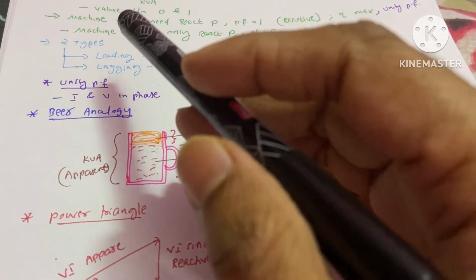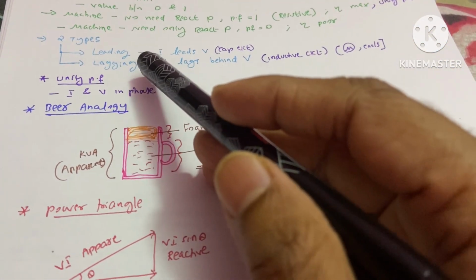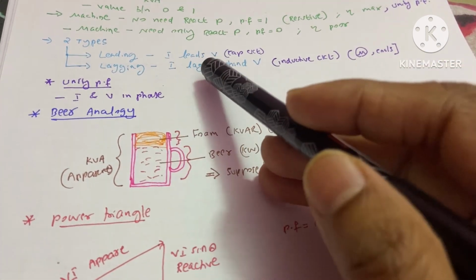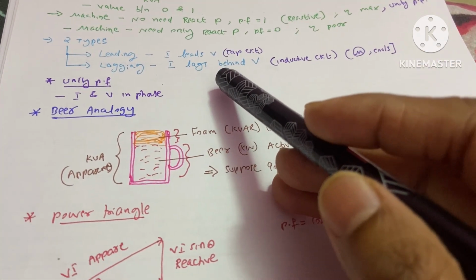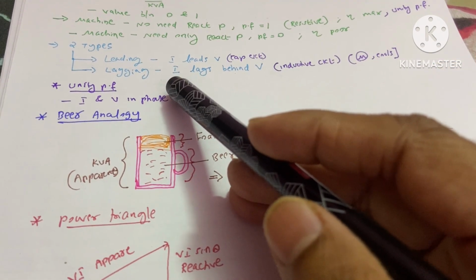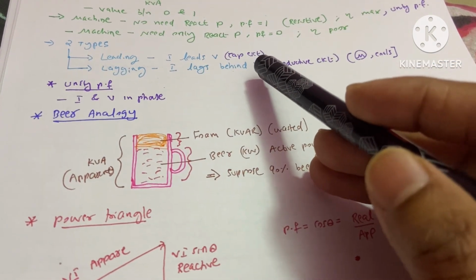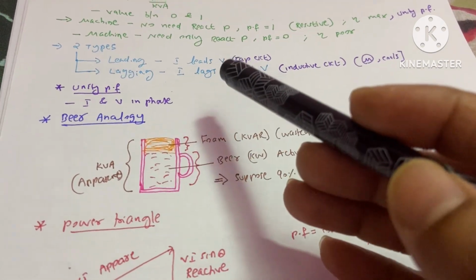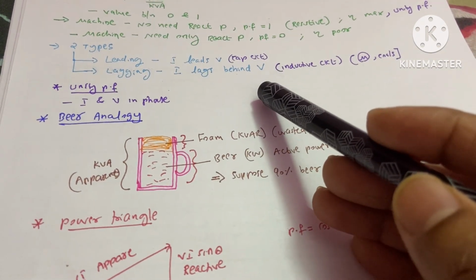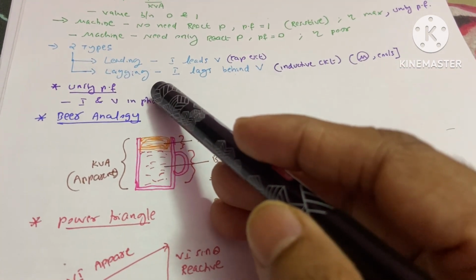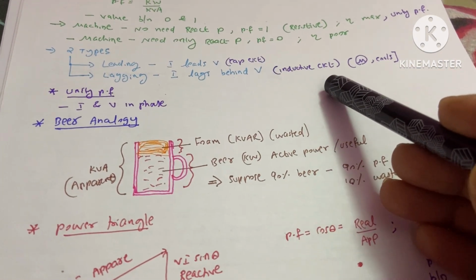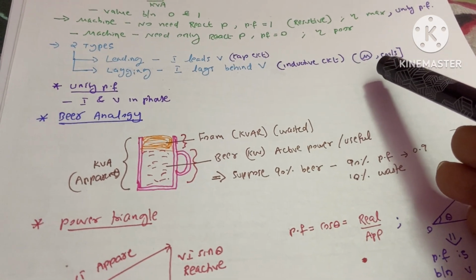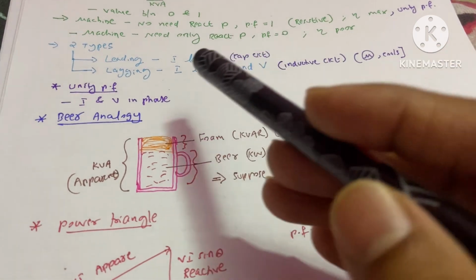And there are two types of power factor: leading power factor and lagging power factor. If the current leads the voltage, then it is the leading power factor. The capacitive circuits act like that. And if the current lags behind the voltage, then it is the lagging power factor. Inductive circuits act like that. I mean, the motors and coils all act as lagging power factor.